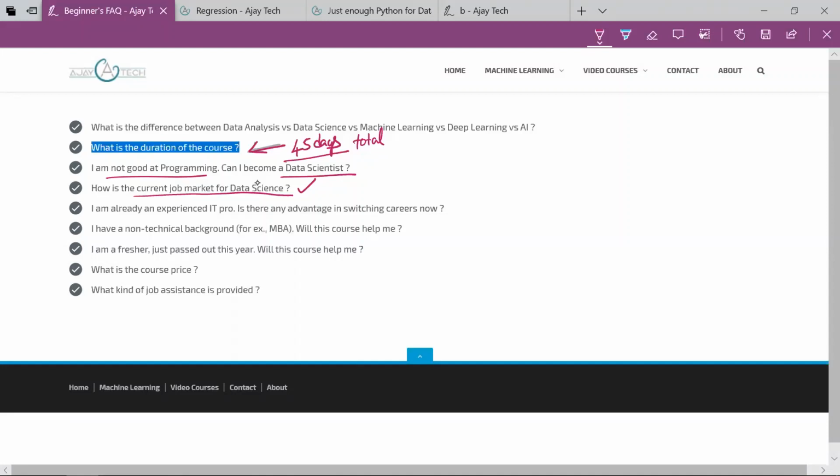Okay. So I'm already an experienced IT pro. Is there any advantage in switching careers now? For example, you are doing web programming, or you're doing Android development. Now, is there any advantage in shifting careers now? Yes, there is some level of advantage. The advantage being, you're entering a hot job market.